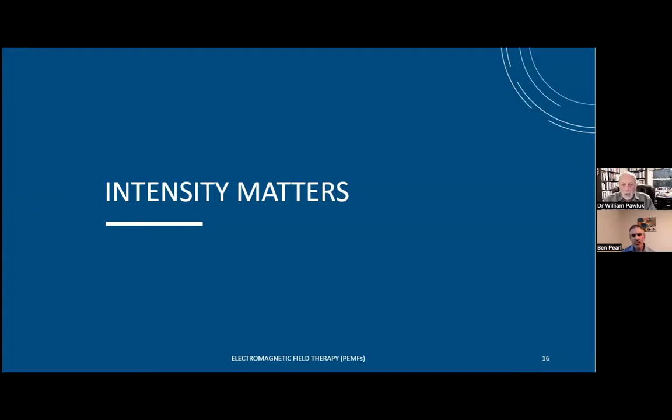So what happens with PEMFs is that the question becomes, what is the mechanism of action? What are some of the most important things you could do with PEMFs and how they work? In order to understand how they work and how to use a PEMF properly, you have to understand several different aspects of the physics of PEMFs.